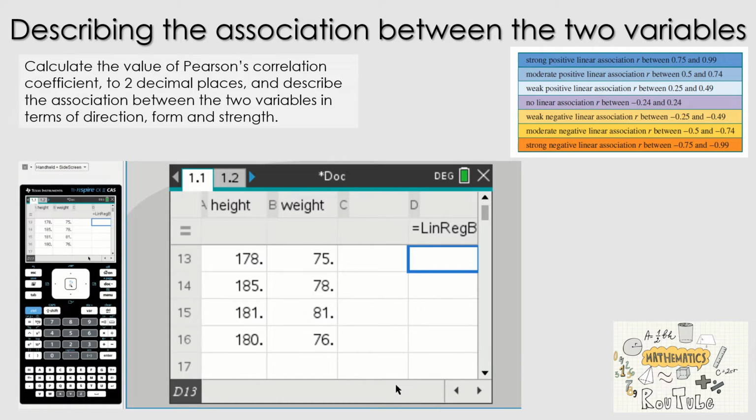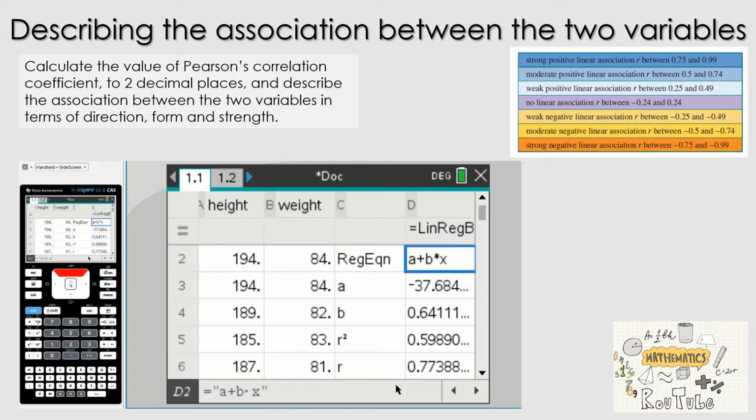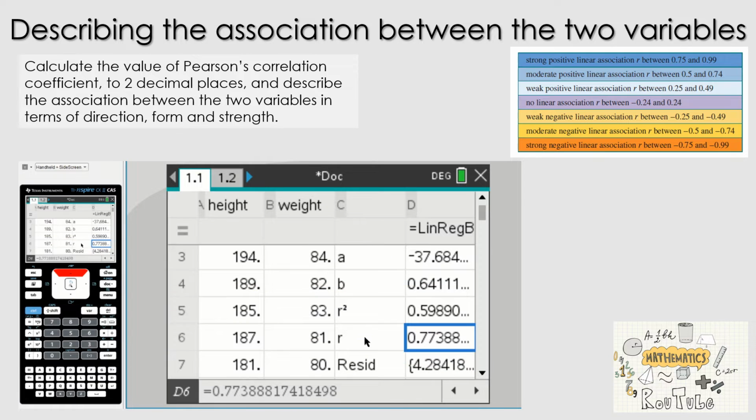As soon as you press that, when we scroll up, we should be given plenty of things in terms of our regression equation, which we'll get to in a little bit. But there we are in terms of our R value. Now, don't go with the R squared. The R squared is the coefficient of determination, which we'll get to in a second. So that value there is the one that we need to write down and then round. Rounded to 2 decimal places, it should be 0.77, and it's a positive, which therefore means that the relationship between the two variables is a strong positive linear association, as the R value is between 0.75 and 0.99.